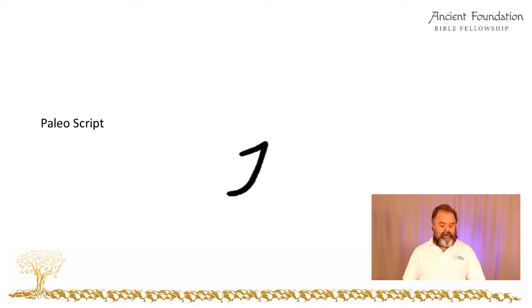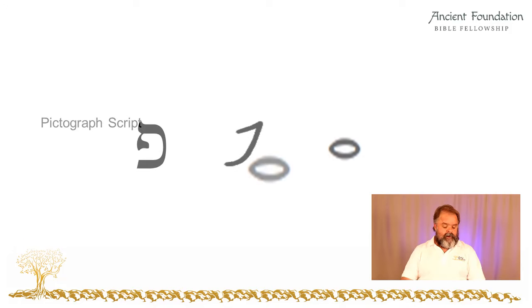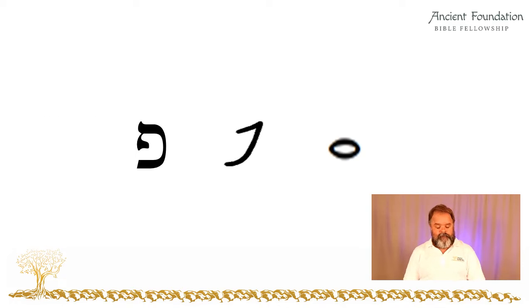The last script we'll look at is the pictograph, which are like pictures of what the letter is representing. So the pictograph for the letter pay is as follows, and as you can see there on your screens, it is quite different from the previous two scripts that we just discussed. It looks like an opening, or it has the shape of a mouth. So the three forms next to one another look like this. We have the modern square script on the left, the Paleo in the middle, and the pictograph on the right hand side.